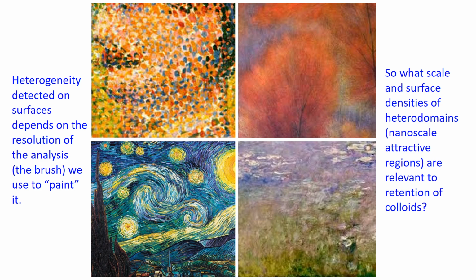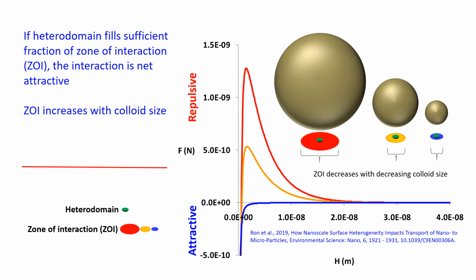So by coupling our simulations to experiments, we're trying to back out what scale and surface densities of heterodomains, that is nanoscale zones of attraction, are relevant to colloid transport. And we can constrain this because of the impact of the zone of interaction between colloids and surfaces. Because the interactions decrease drastically with separation distance, there's a finite zone across which these interactions are significant.